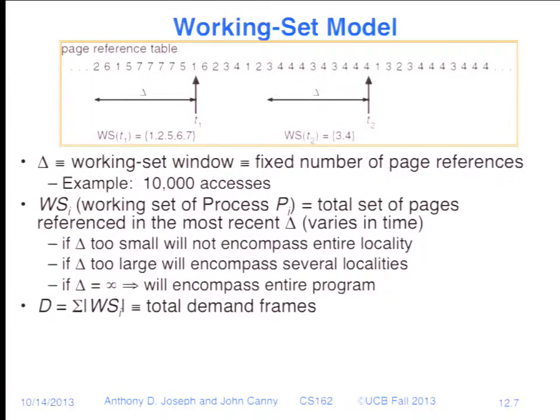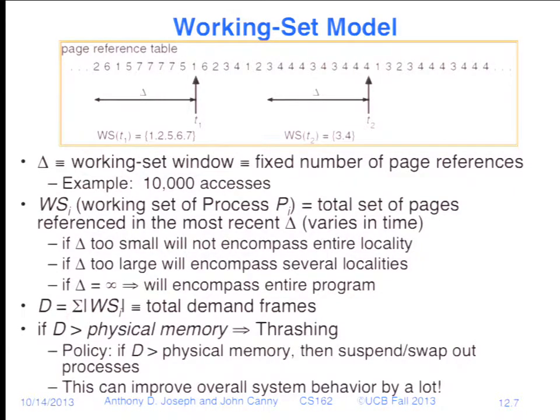All right, so we can define the total demand frames, D. And here's where we're summing across processes. Although the processes are working with virtual memory addresses, this is how much physical memory we would need to allocate to serve all those processes in a given time slice. So what we care about is whether that D is bigger than the physical memory, because if it is, then we have thrashing.